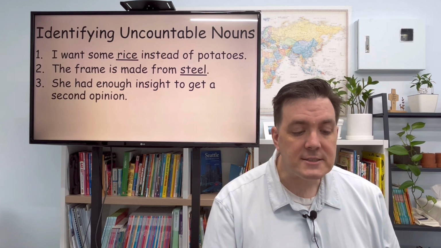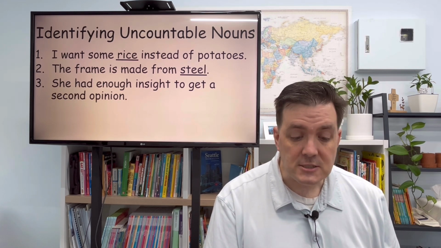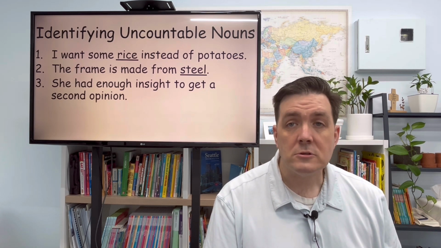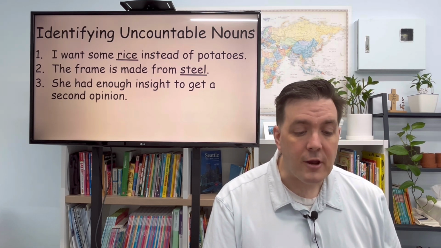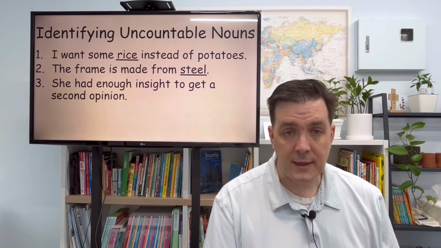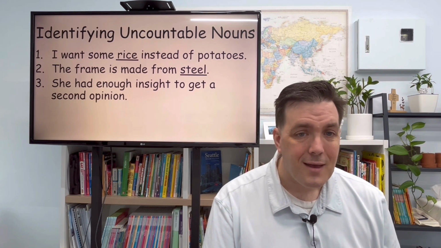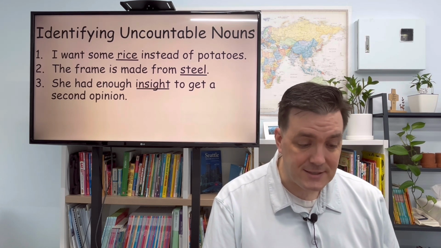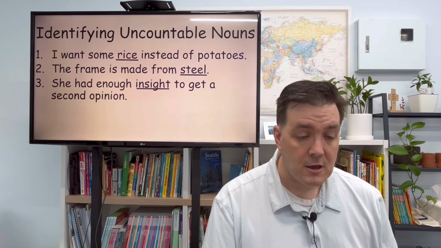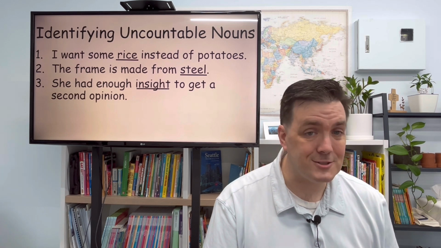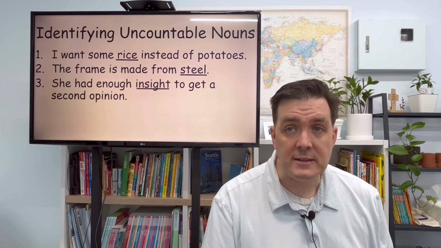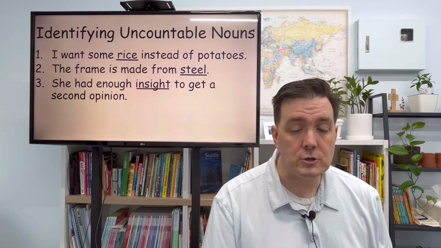And then the last sentence, she had enough insight to get a second opinion. What are the 2 nouns here? Well, they're insight and opinion. Which one of these is uncountable? The answer is insight. Okay? So you cannot have 2 insights. You can certainly have 2 opinions. Okay? So here we can have rice, steel, and insight. All 3 of these are uncountable nouns.